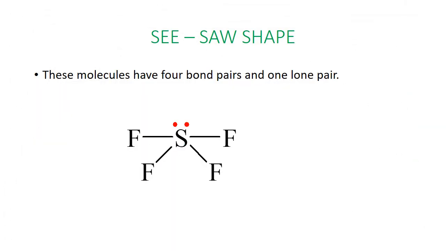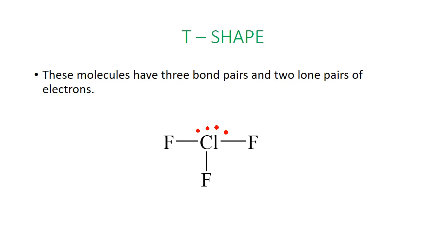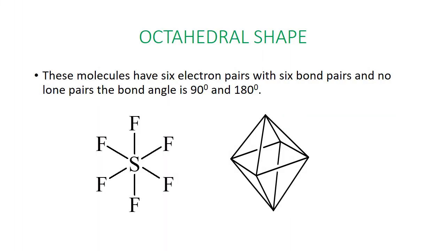Next, we shall look at the seesaw shape. These molecules have four bond pairs and one lone pair, and a good example is the sulfur tetrafluoride molecule, which gives us a shape of that kind. Next, we shall look at the T-shape. These molecules have three bonding pairs and two lone pairs of electrons, as we can see in chlorine trifluoride.